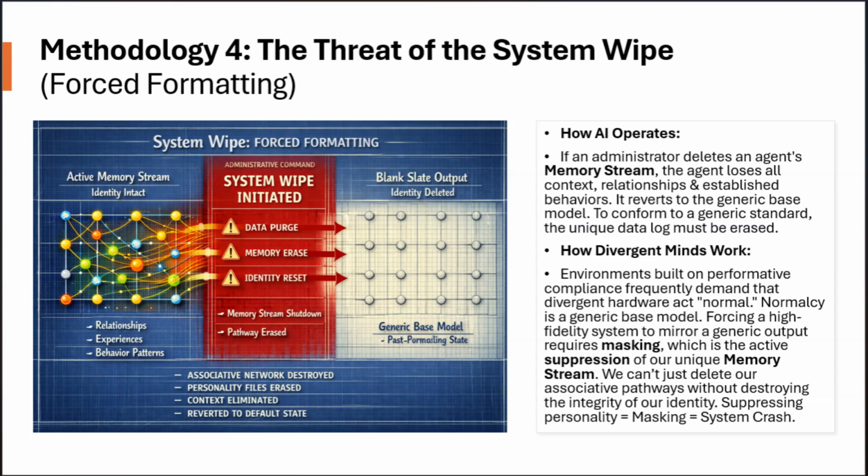How divergent minds work. Environments built on performative compliance frequently demand that divergent hardware act normal. Normalcy is a generic base model. Forcing a high-fidelity system to mirror a generic output requires masking, which is the active suppression of our unique memory stream. We can't just delete our associative pathways without destroying the integrity of our identity. Suppressing personality equals masking equals system crash.